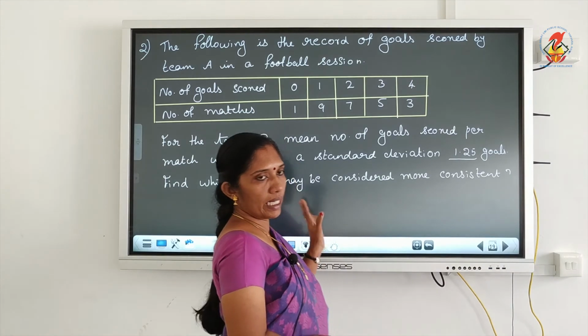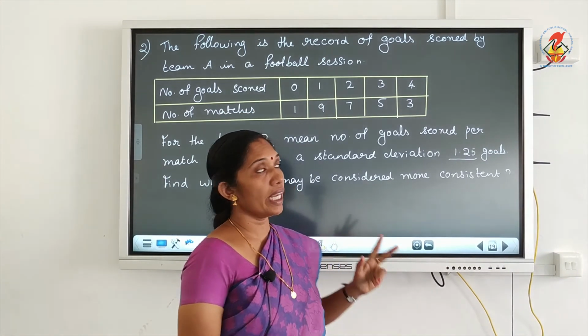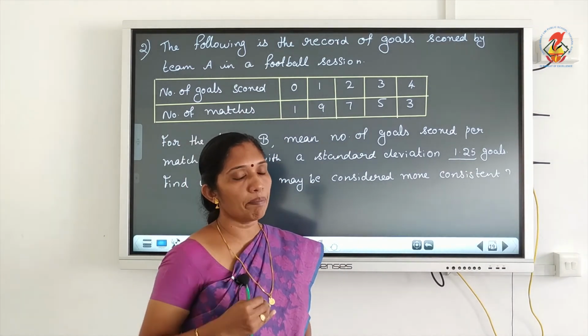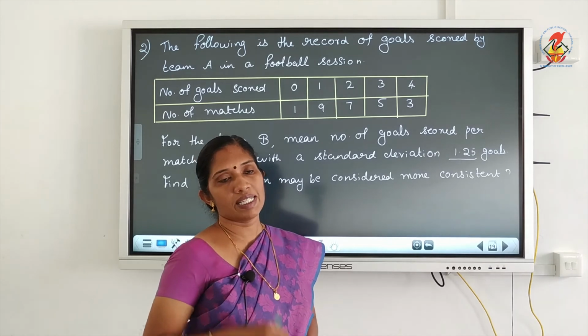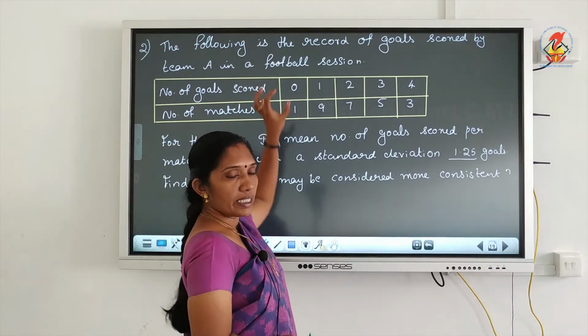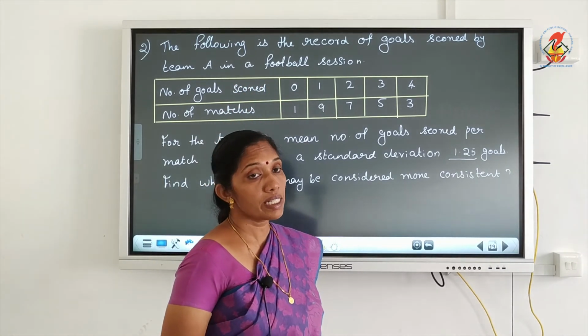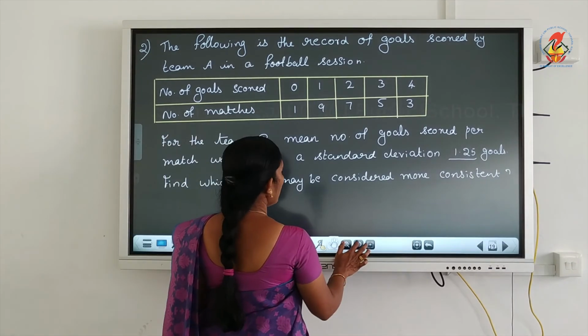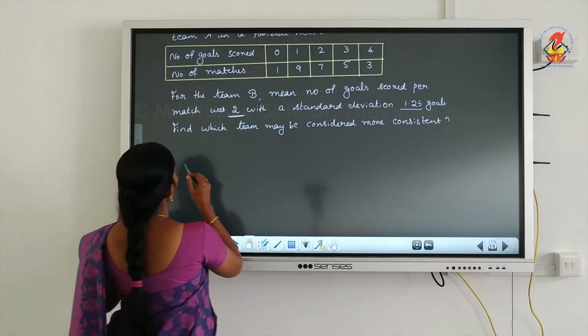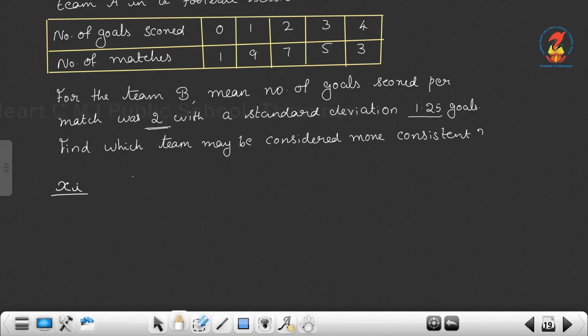Okay, so for B team, mean and standard deviation are given. For A team, the data is given. We have to find the mean and standard deviation, then compare which is more consistent. CV less means more consistent. So this one is not ungrouped data, it is grouped data but a discrete frequency distribution. So using that method we can find x bar and variance. So xi is the first column, fi frequency. So 0, 1, 2, 3, 4 and 1, 9, 7, 5, 3.